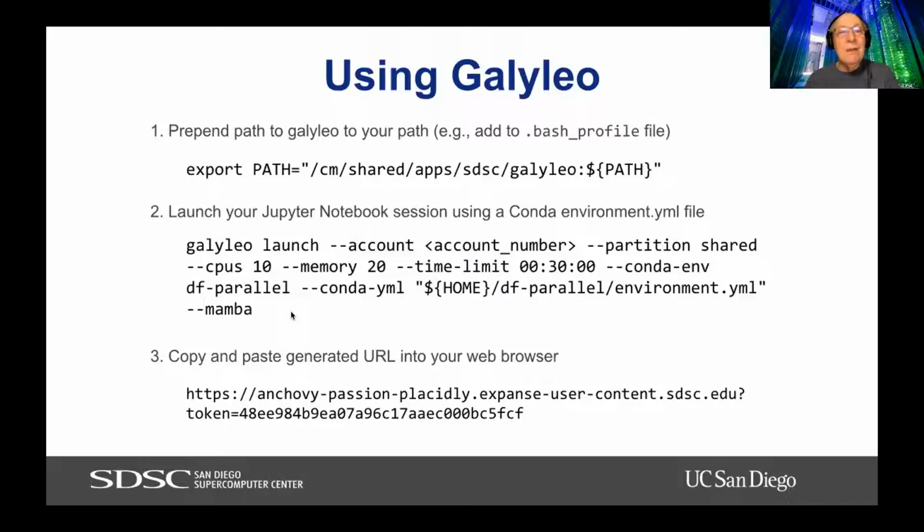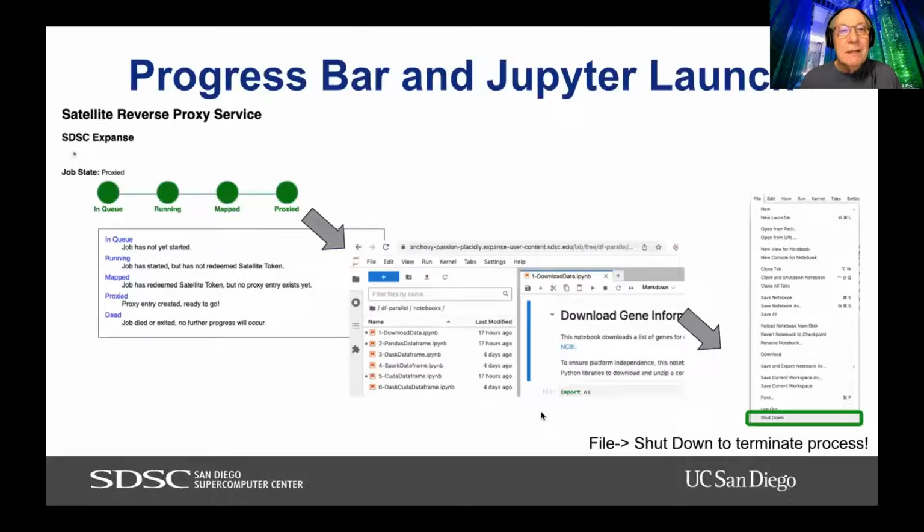So once you do this, you will see that it generates a URL for you. It prints in your terminal window a URL that looks like this. And then you paste that into your web browser and it will then establish a Jupyter Notebook session. So how does this work?